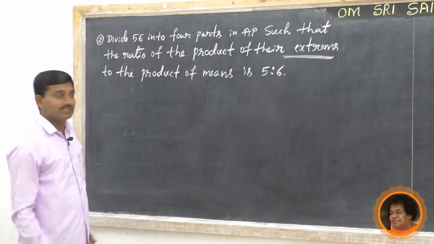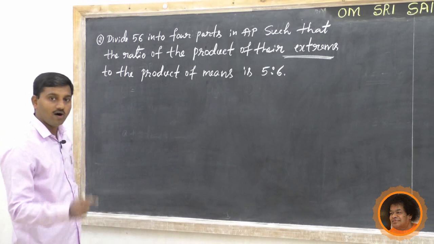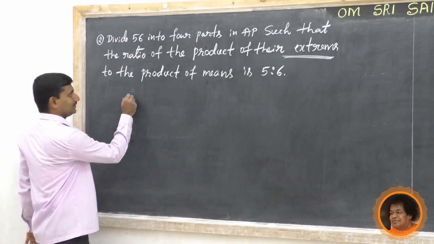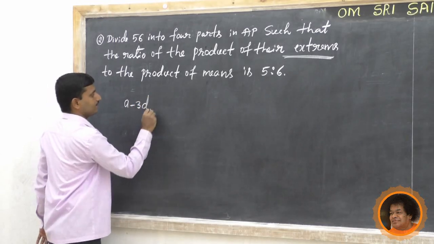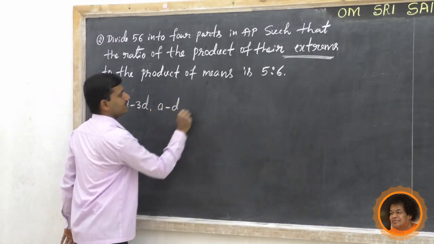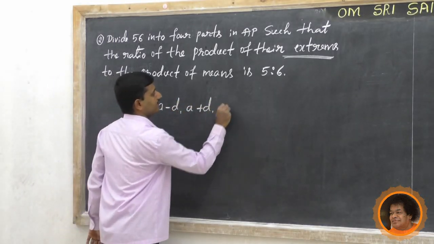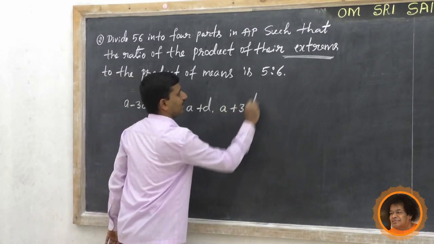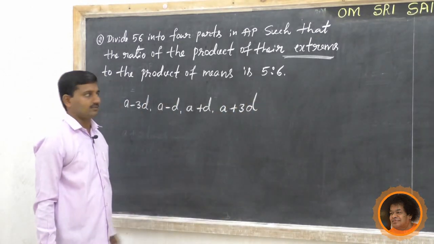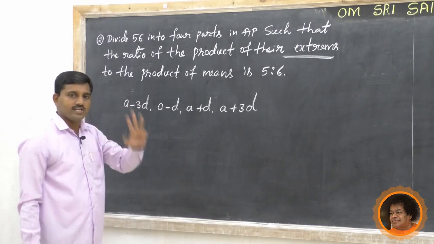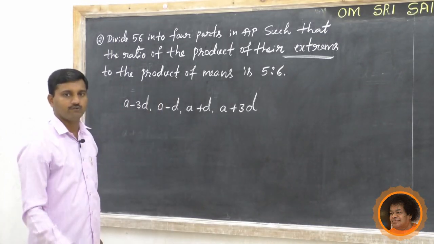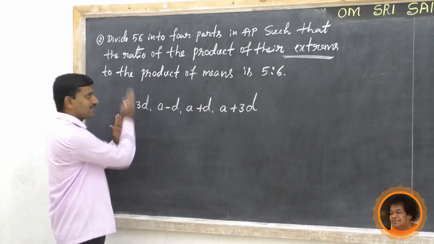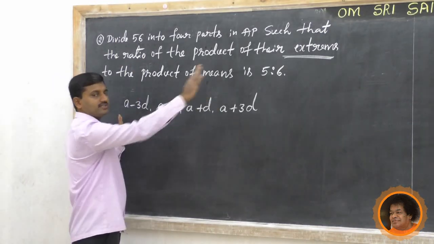The 4 parts, divide 56 into 4 parts, or the 4 numbers, are a minus 3d, a minus d, a plus d, a plus 3d, which are in AP, no doubt. A, a plus d, a plus 2d, a plus 3d and so on are in AP. That is a general form. Or in other words, a minus 3d, a minus d, a plus d, a plus 3d is also an AP.